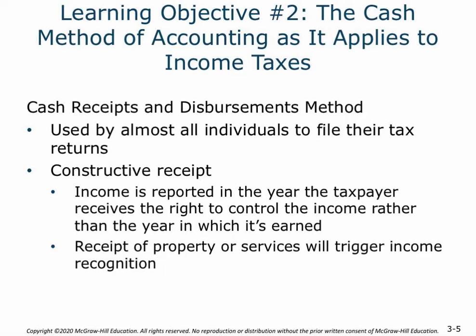So if you perform those services in summer and fall, and then the individual who you perform the services for, for example, deposited that money in your account, even though you didn't physically receive any money from them, you have the right to control the income now that it's in your bank account, so that would count as receipt and trigger income recognition because you've received that property.